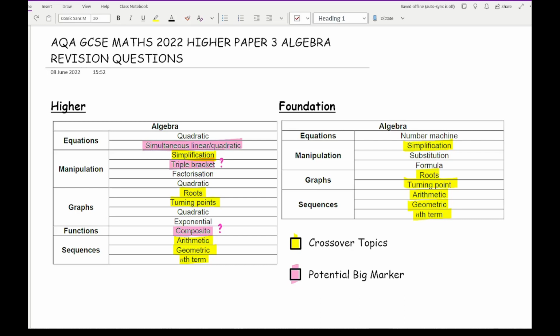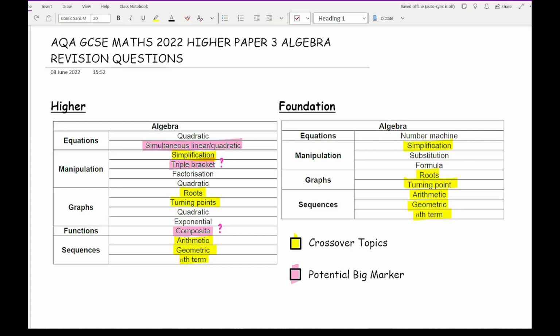These topics are more likely, though not 100% guaranteed, to appear at the start of the higher paper. That means the questions might be either 1 mark or maybe 2 marks, and at a lower grade as well. Those topics are simplification, which basically means collecting like terms, a very popular multiple choice question nowadays. Roots and turning points is a bit of a surprise, but it could potentially be a good multiple choice question, particularly since it appears on the foundation.